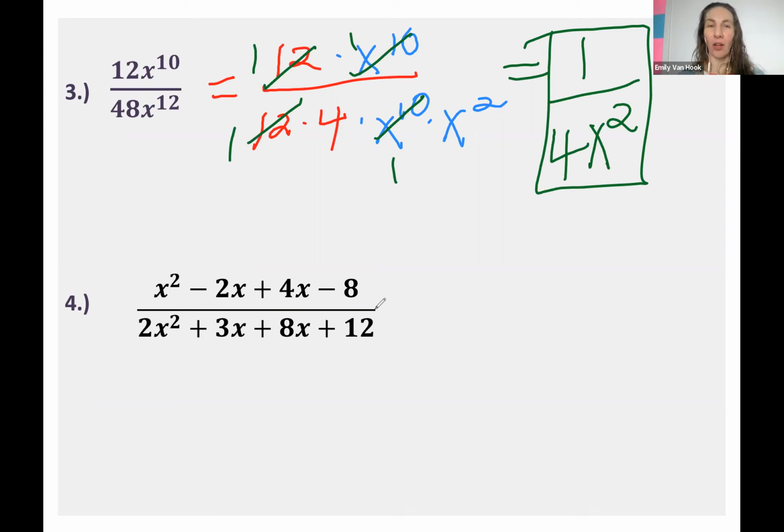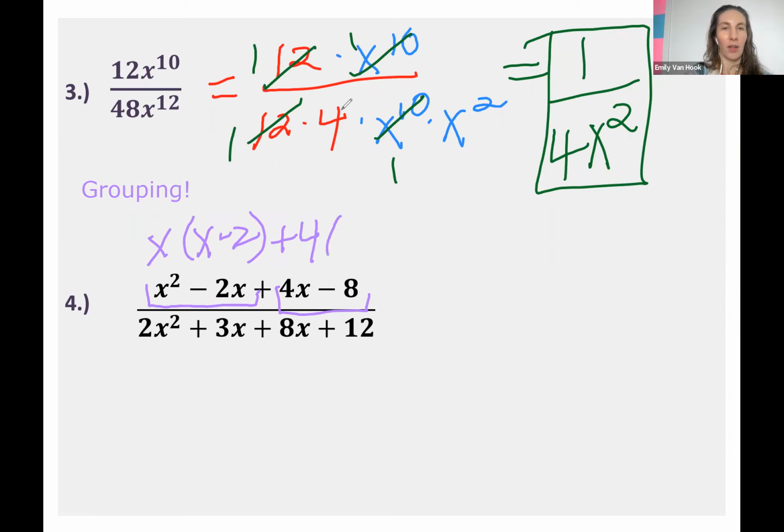Here's number 4, definitely a longer one. Notice that the numerator and the denominator both have 4 terms. So for both of these, as we factor, what we can do is factor by grouping. So I'm just going to make a note of that, grouping. Okay, so I'm going to start with the numerator, factor by grouping. Notice that there's 4 terms, so we separate them into groups, x squared minus 2x, and then 4x minus 8. For the x squared minus 2x, I can write that as x times x minus 2. And then for the 4x minus 8, I can write that as +4 times x minus 2.